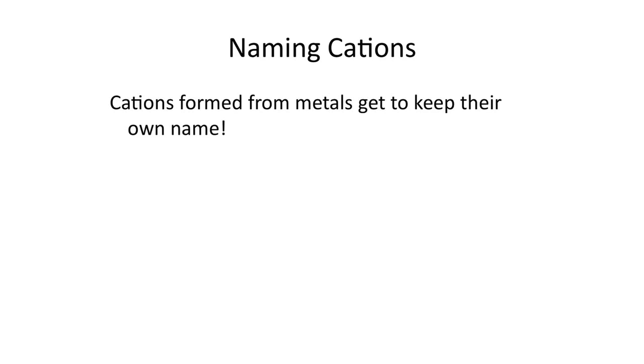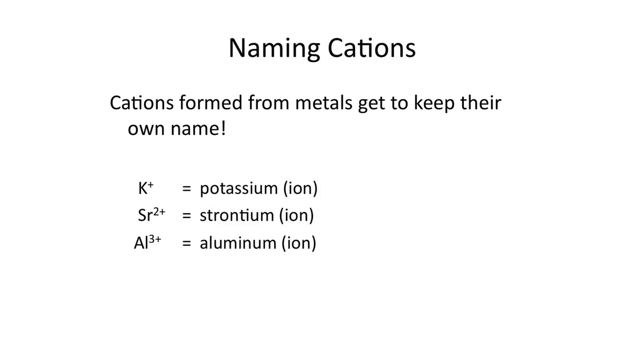This is the best part about naming binary ionic compounds. The cations that are formed from metals get to keep their own name. So the potassium ion with a charge of +1 is just called the potassium ion. Strontium +2 would be the strontium ion. Aluminum +3 would be the aluminum ion.